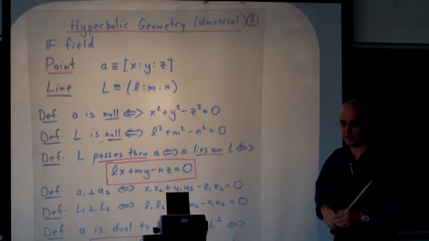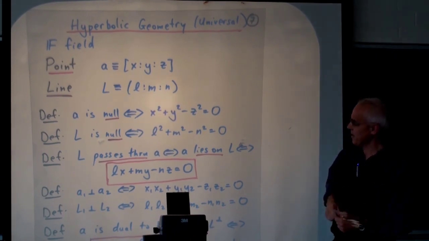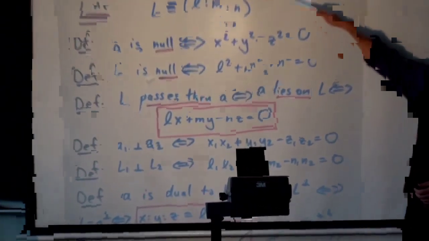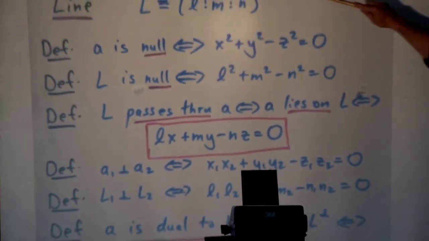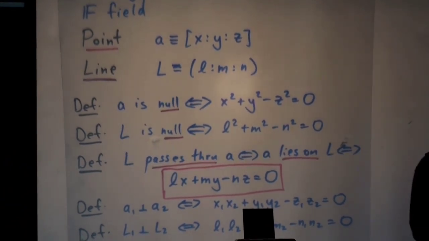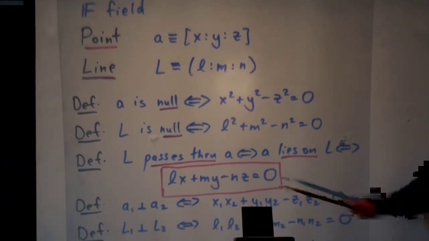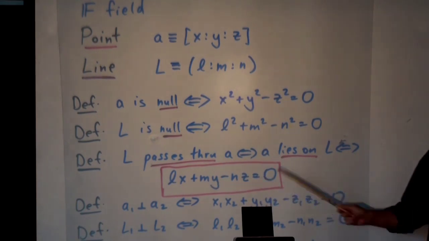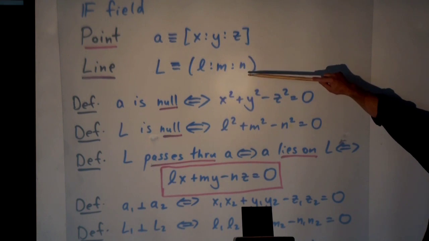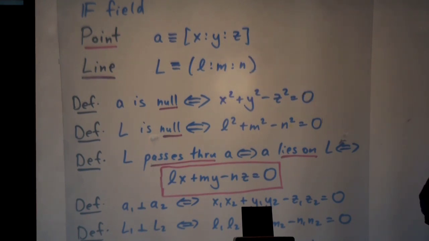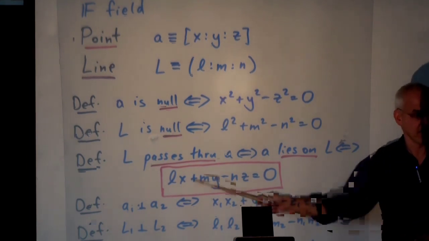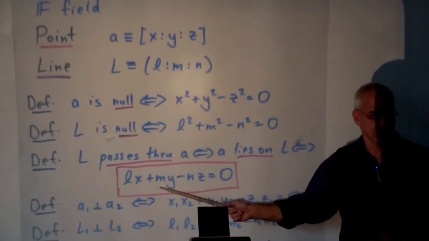Then we have a notion of incidence. We want to connect the point with the line. So we say that the line (l, m, n) passes through the point A, or equivalently, this point lies on that line, precisely when this little linear relation is satisfied: lx plus my minus nz equals 0. That's our key for saying that that point lies on that line. That's just telling us that, yes, this plane really does represent this plane.